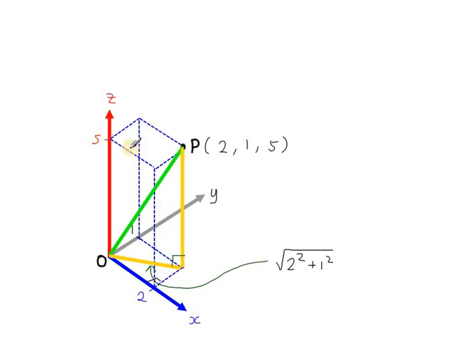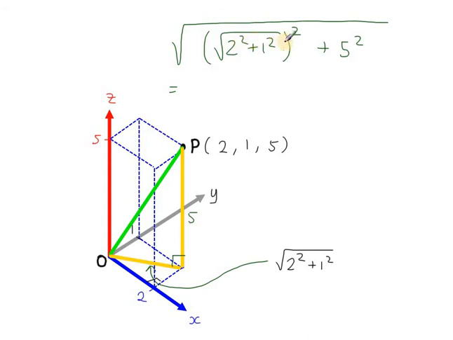This side is of length 5 units, so using Pythagoras' theorem we can work out OP, the hypotenuse of the triangle. So we've got this side squared, so that's the side we've got there, so we square this side, we square this side, then we square root the whole thing, and you can see that the root and that square will cancel, so you've got 2 squared plus 1 squared plus 5 squared, square root, and that will be OP.